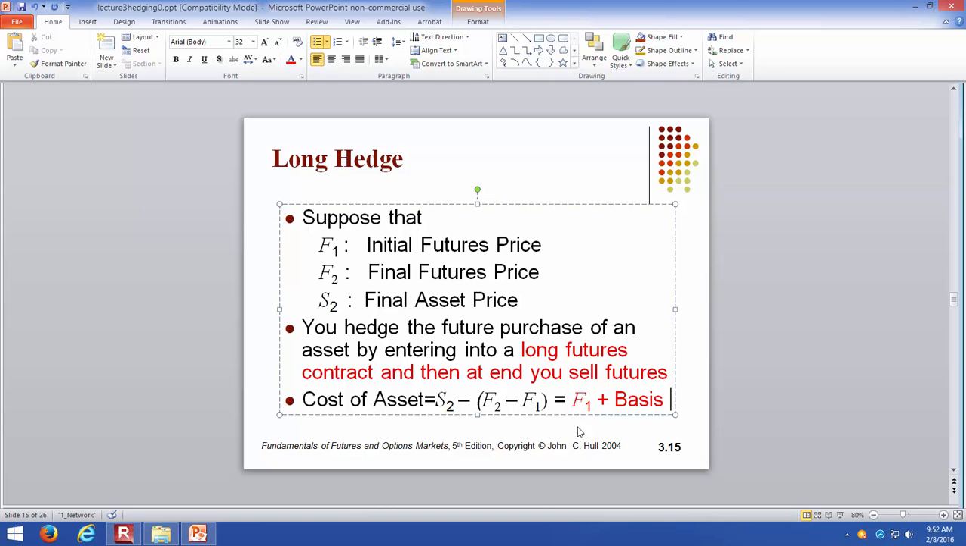So the cost of the asset is given by the final spot price, the spot price at the end, plus the basis. Sorry, the spot price at the end minus F2 plus F1, that is going to be the initial futures price plus the basis. So whatever the futures price we entered into plus the basis. Now one thing you want to remember here is that if we have a perfect hedge, the basis risk is 0, and that is why in the earlier example the cost of the asset was the same as the initial futures price.